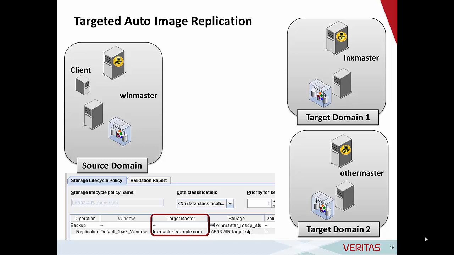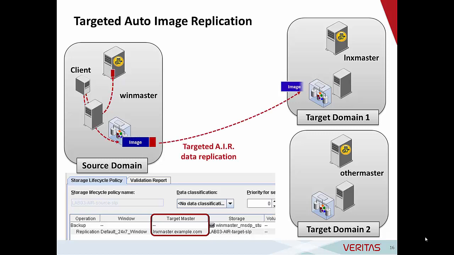In this example here I have on the slide, one source domain, two target domains, and for this particular lifecycle, I want to replicate data to target domain 1, but not to target domain 2. That level of control was not originally offered when auto-image replication was first debuted back in NetBackup 7.1, but it was added later as a separate feature called targeted AIR. With targeted auto-image replication, I get that extra level of control where I can specify a specific target master server's domain. So note that targeted AIR is considered a separate feature.